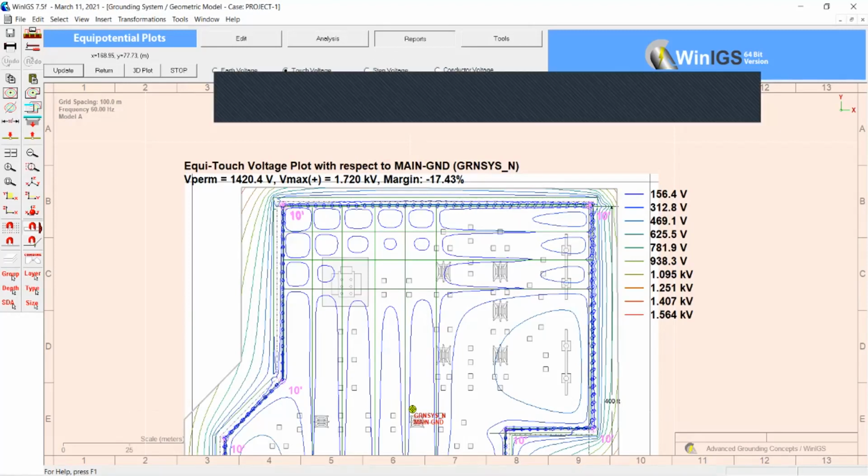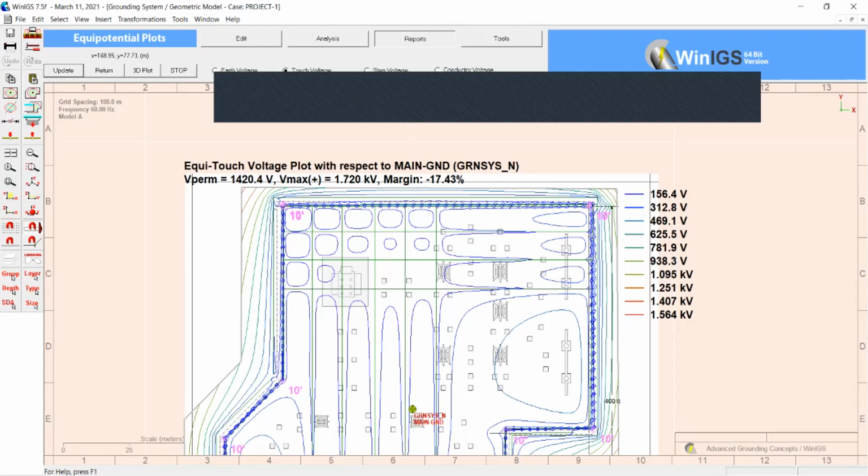So here, Hanley is asking 70 kg or 50 kg. Up to you. You can use 50 kg or 70 kg, because whatever you use, I will be able to see it, and according to the body weight, allowable or permissible touch and step voltage will be different. Okay, so use 50 kg or 70 kg.